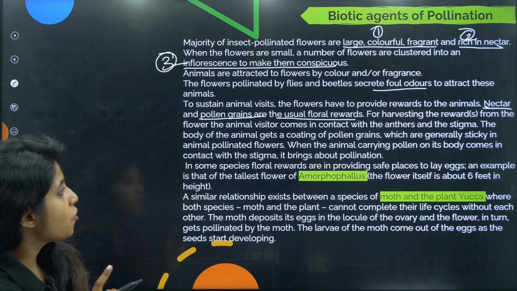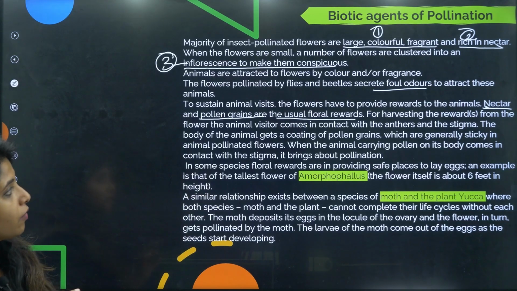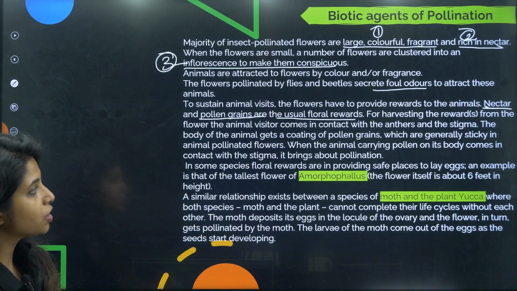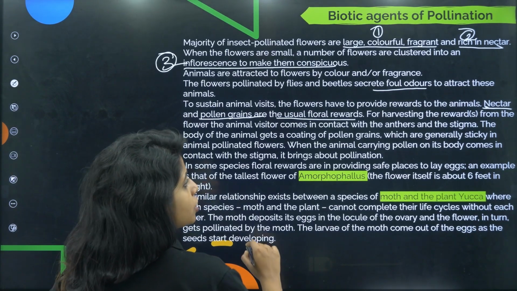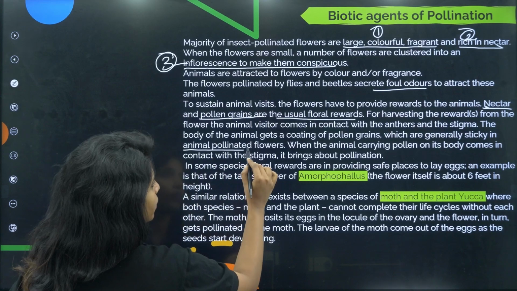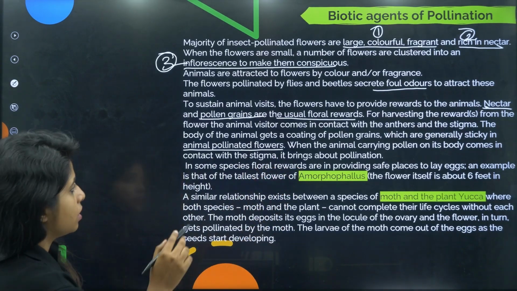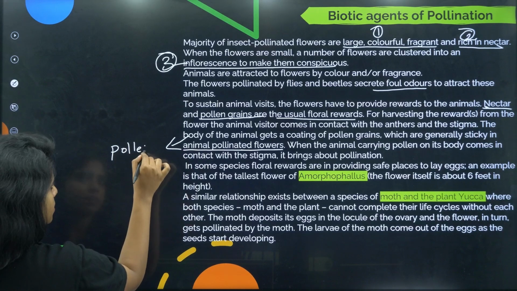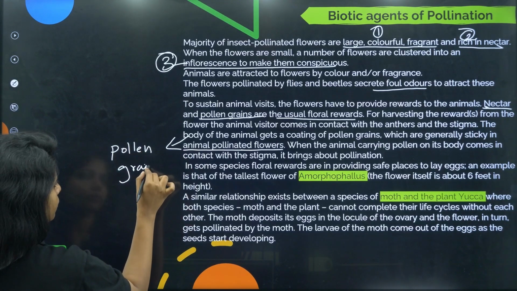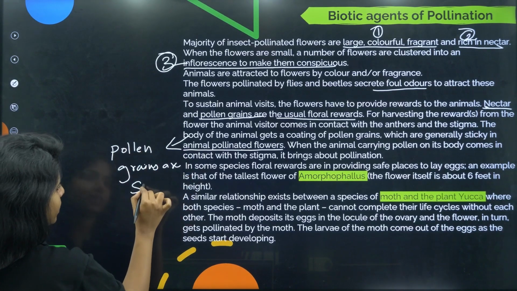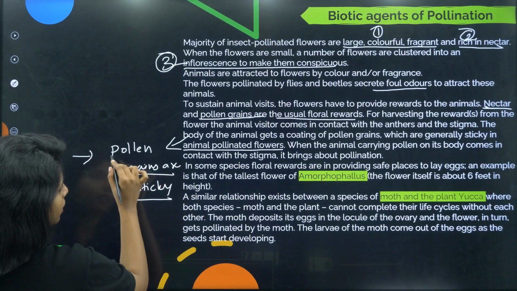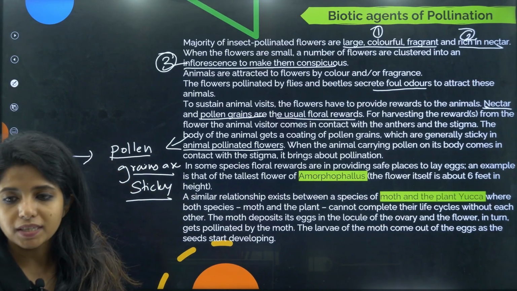Okay. For harvesting the rewards from flower to flower, the animal visitor comes in contact with the anthers and the stigma. The body of the animal gets a coating of the pollen grains, which are generally sticky in animal pollinated flowers. So, over here please just understand, if it is an animal pollinated flower, then the pollen grains are sticky. Now, this is not something that we studied until now, right. So, they will be what, children? They will be sticky in nature.